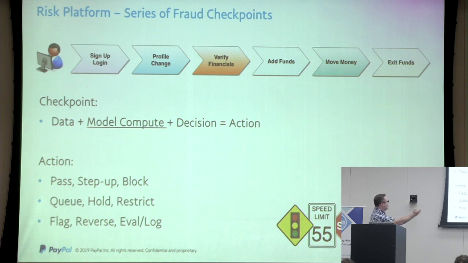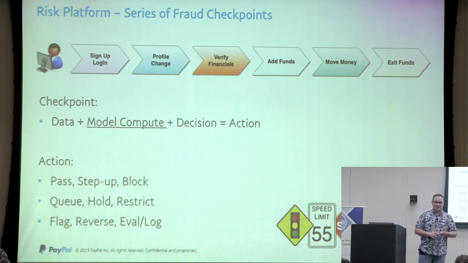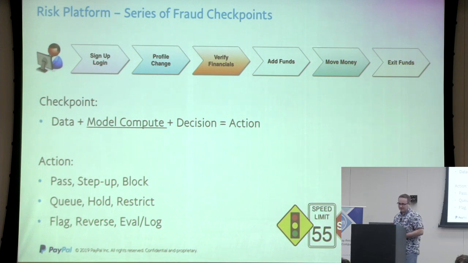As you progress to the right, the actions get more complicated. Let's say you're trying to move a lot of money, you may hit a limit for a know your customer, or CIP. That's when we'd go into the next level of actions, right? We queue it, ask for documentation. Once we get that and we really know, okay, this is the right person and they do have the ability to move this, then we would release the hold. So that's essentially what the risk platform is. It's a series of checkpoints. Each checkpoint is data, model compute, decision, and that'll result in some action being taken.